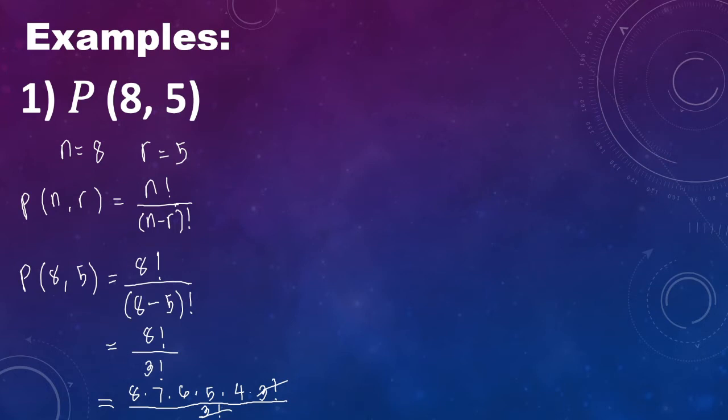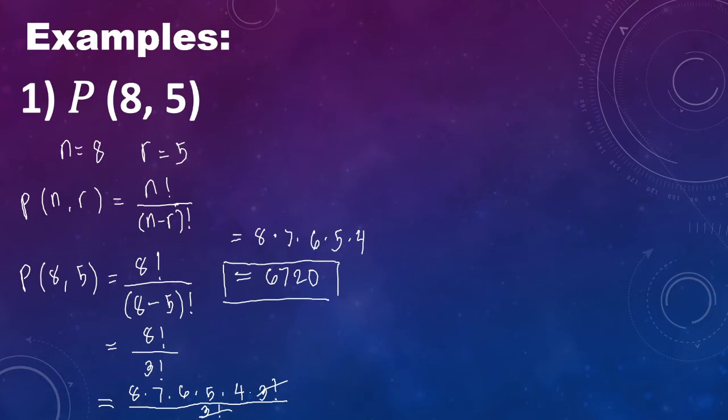So, ang matitira na lang dito ay 8 times 7 times 6 times 5 times 4. So, yan na lang yung natira. And that is equal to 8 times 7 times 6 times 5 times 4 is equal to 6,720. So this is the answer in example number 1.